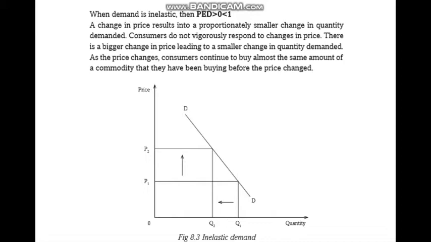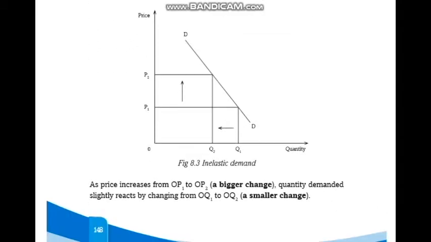As the price changes, consumers continue to buy almost the same amount of commodity that they have been buying before the price changed. Meaning, there is a big change in price while quantity demanded changes only slowly. When the price changes, consumers continue to buy almost the same quantity of what they bought before the price changed. This is the illustration that we are looking at here.